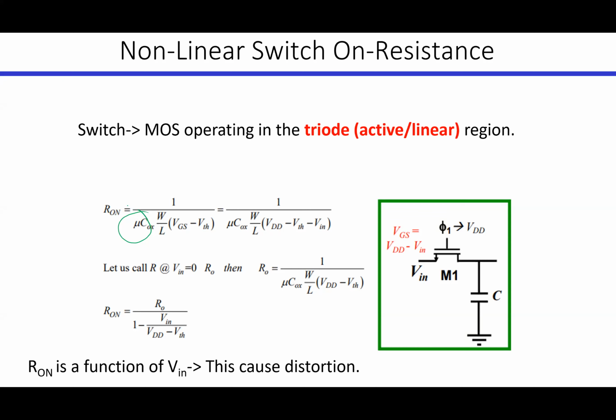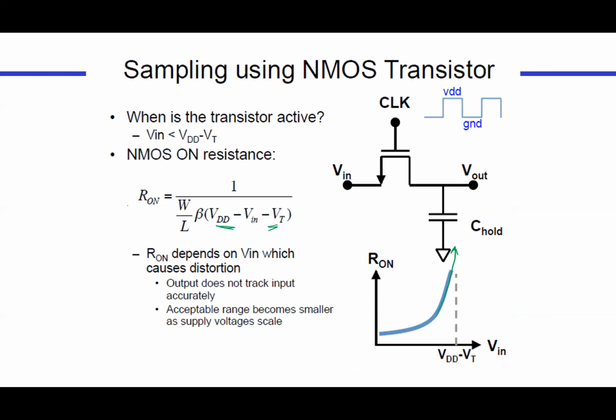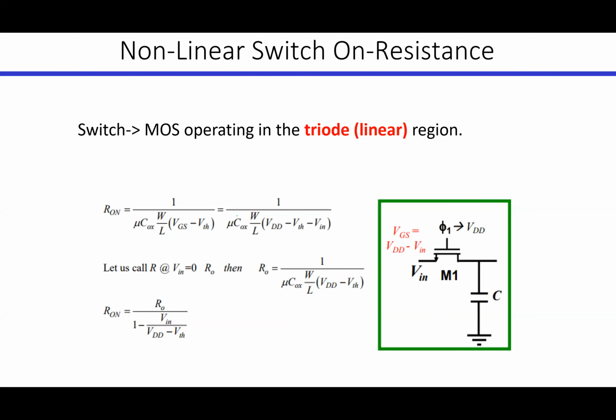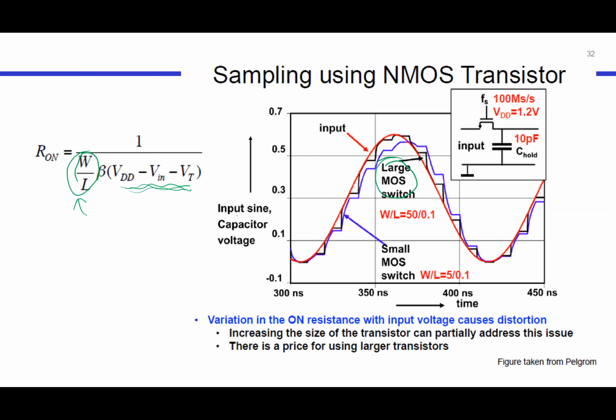Okay, so how should we solve this? Beta is also coming here in your equation. So this is the same as mu n COX. Some books use mu n COX, some other books use beta. So here they are defining it as beta.